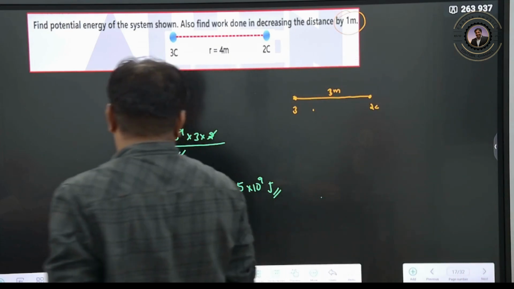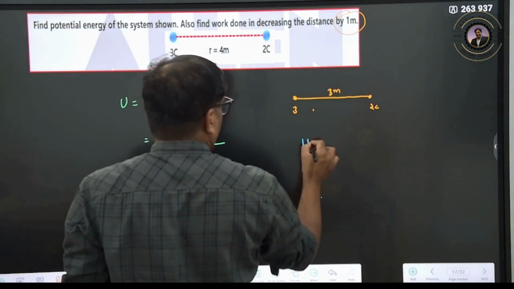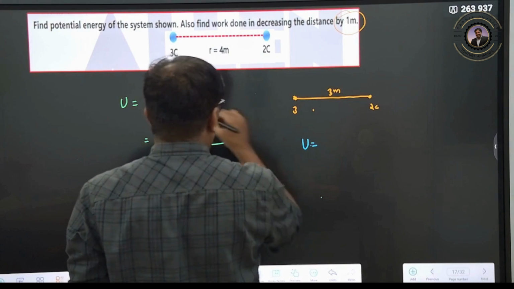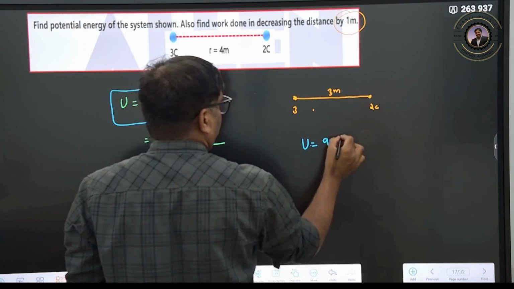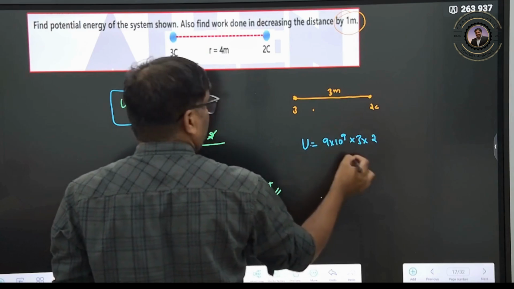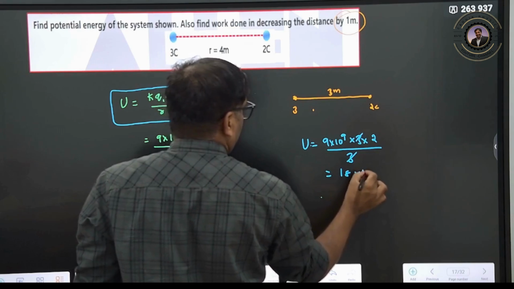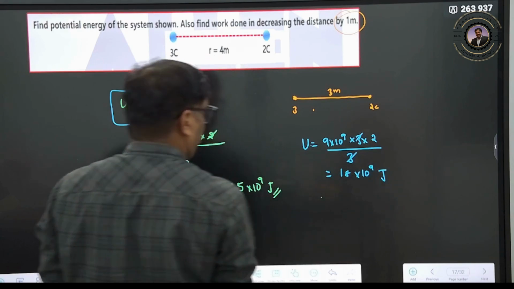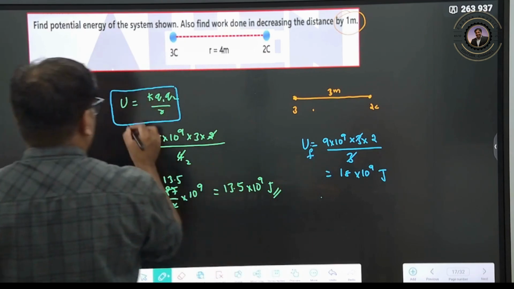So now how much potential energy is there? We can calculate the potential energy here with the same formula. 9 into 10 to the power of 9, into 3 coulomb and 2 coulomb, divided by 3 meter. How much will it be now? Therefore 18 into 10 to the power of 9 joules. Clear? So this is your final and this is your initial.